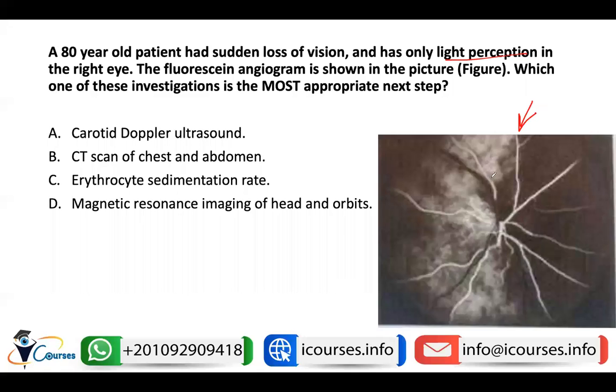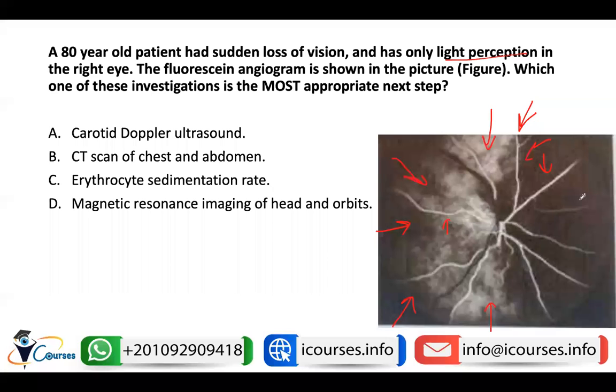This picture shows normal filling of the choroid. We don't know if this is nasal or temporal, but let's say that this is the nasal, for example. So there is normal choroidal filling, and there is normal venous filling, but here there is arterial non-filling. The arteries here are non-filling.